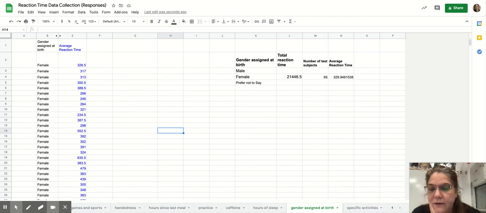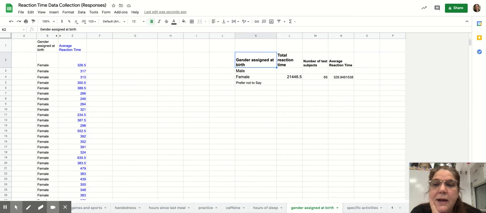All right, so you're going to pick one independent variable from all this reaction time data. It could be handedness, hours since your last meal, the amount of practice you had, or the amount of caffeine you had. I picked gender assigned at birth because it's pretty basic. We all know there's a lot more to gender than what's on your birth certificate, but for the sake of this experiment, that's what we're looking at, okay?